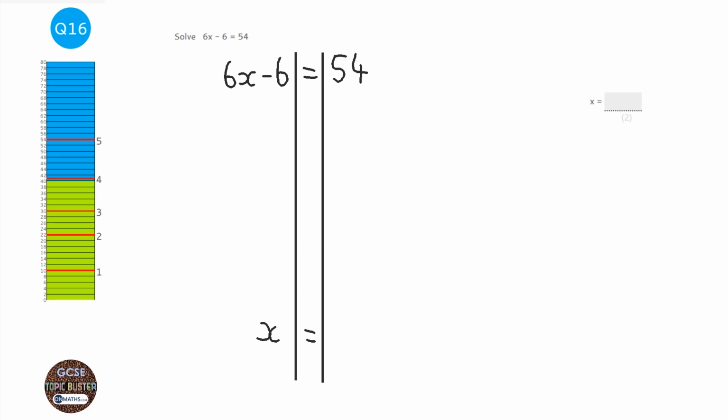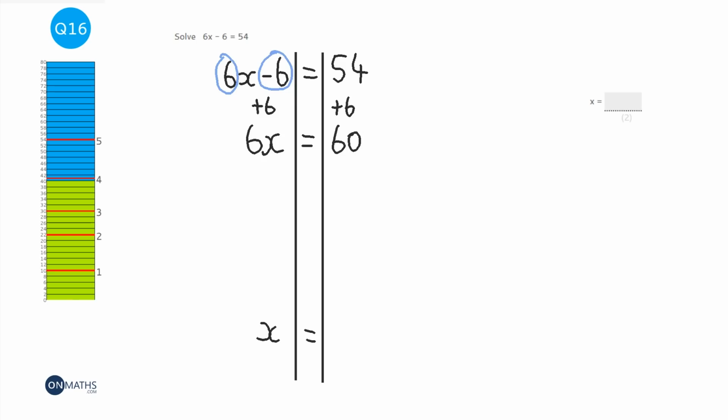So looking at the left hand side, we need to get rid of this takeaway 6 there. Now we must remove the plus or the minus first, as long as it's not trapped in a bracket or a fraction. So we're going to get rid of the minus 6. To do that, we need to do the opposite of it. So we need to add 6 to both sides. So we're going to end up with 6x on the left hand side, because we've got rid of the minus 6. And we're going to add 6 to that to make 60.